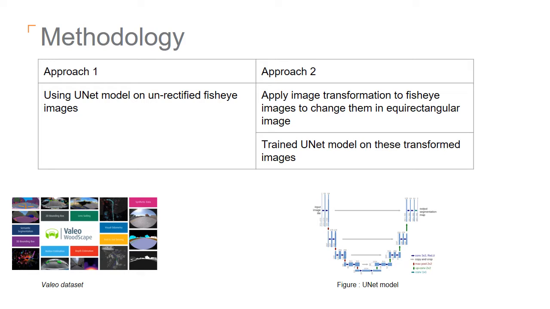Since there are a large number of datasets and pre-trained models for object detection on flat images, we set out to create a method to convert fisheye images to flat images and then to train a segmentation model on it and measure its performance. We compare this performance against a scenario where the same model was given direct fisheye images.